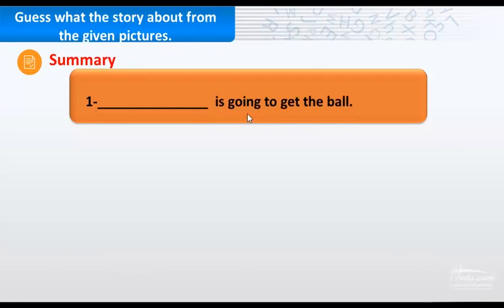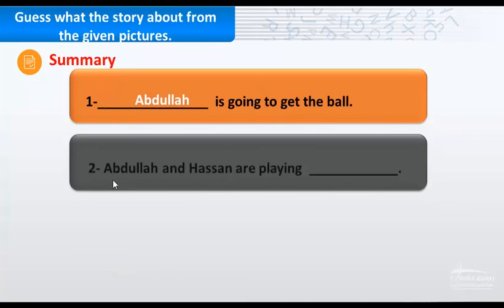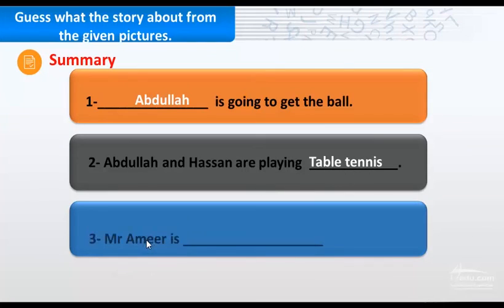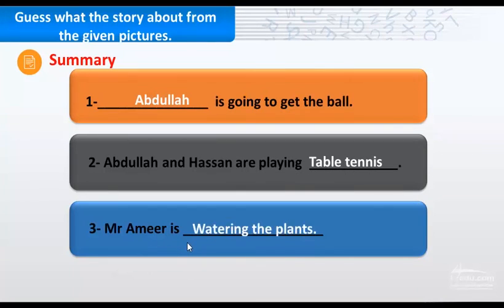Summary. Who is going to get the ball? Abdullah is going to get the ball. Abdullah and Hassan are playing table tennis. Mr. Amir is watering the plants.